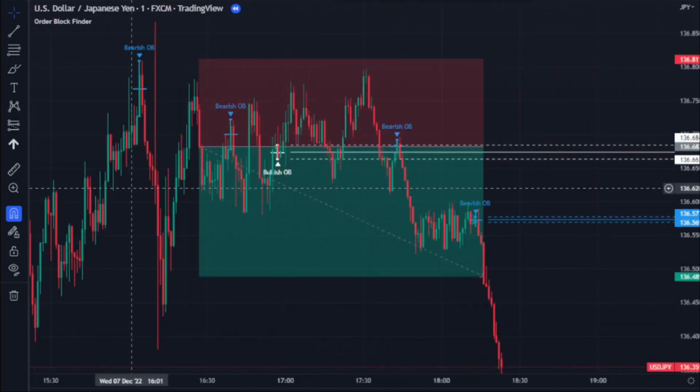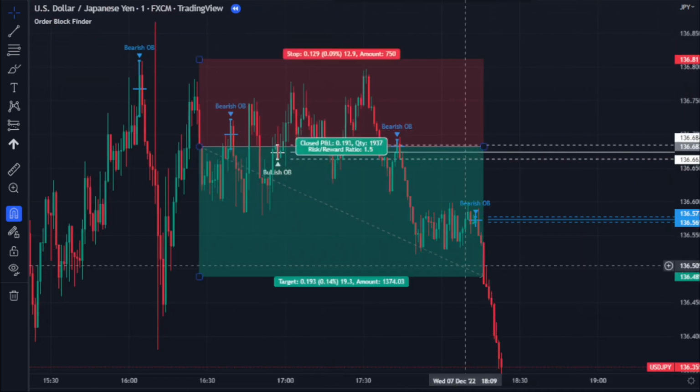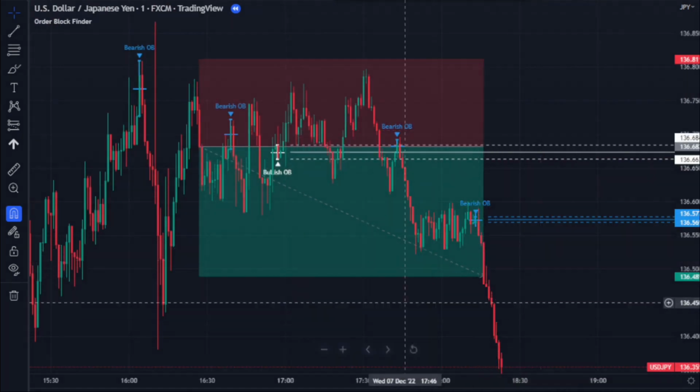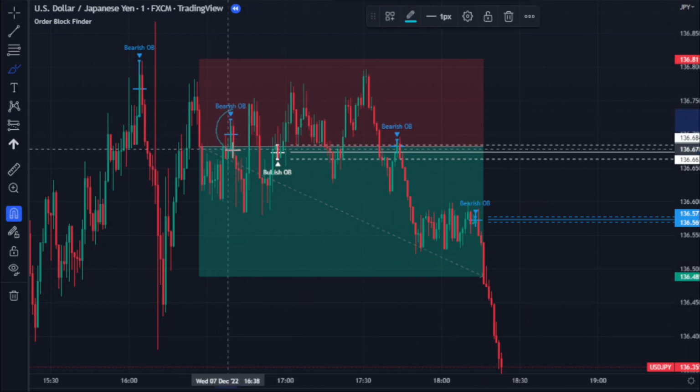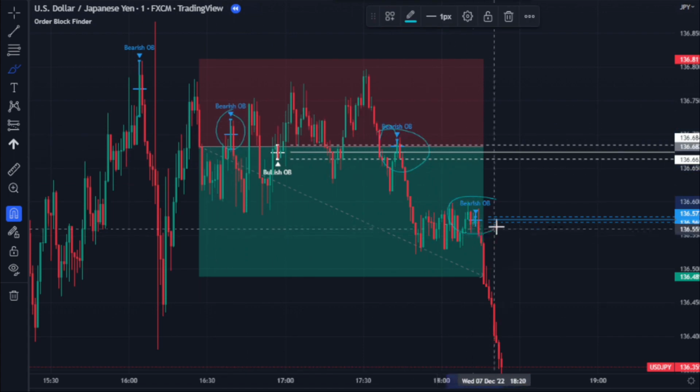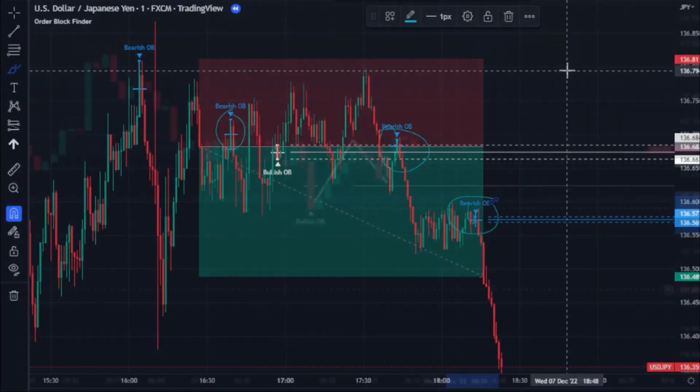We see that it took a while for the trade to be a winner, but the result was positive. We see that within this trade there were more signals, but none were valid. Now we will see another example.